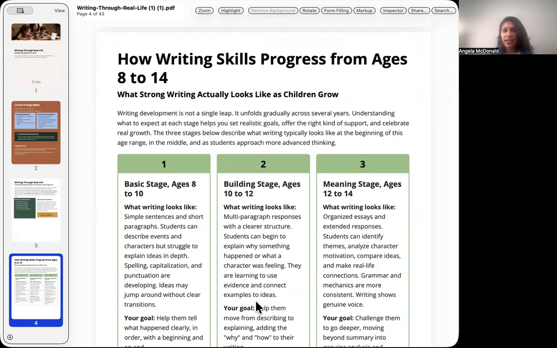You have the basic stage, still connected to the basic, the building and the meaning. What does it look like? From 8 to 10, simple sentences, short paragraphs. They can describe the events and the characters, but they may struggle to explain different ideas. It's okay. Spelling, capitalization, punctuation, developing ideas jump around without clear transitions. That's what she needs to do.